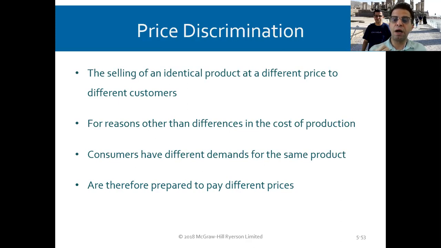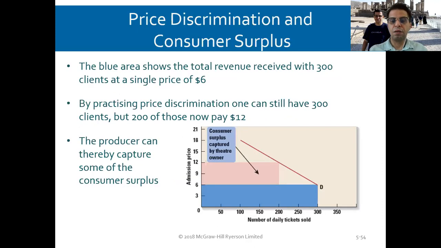And the bottom line for the firm is that it wants to maximize its total revenue. So if he gives a 10% discount for older people, then he will get higher revenue from that segment, and he keeps the same total revenue from younger ones. The blue shaded area shows the total revenue received with 300 clients at a single price of $6. This is consumer surplus captured by a theater owner, say.